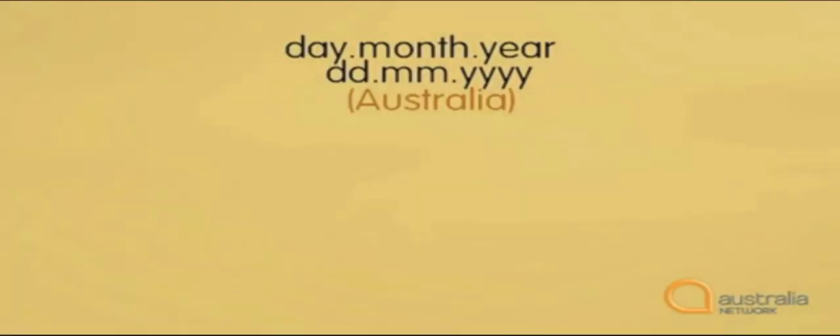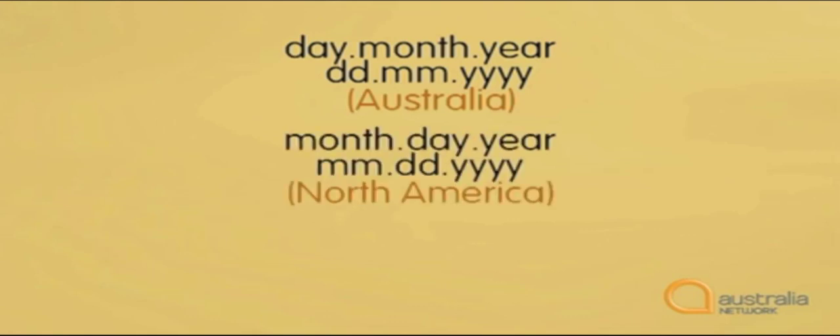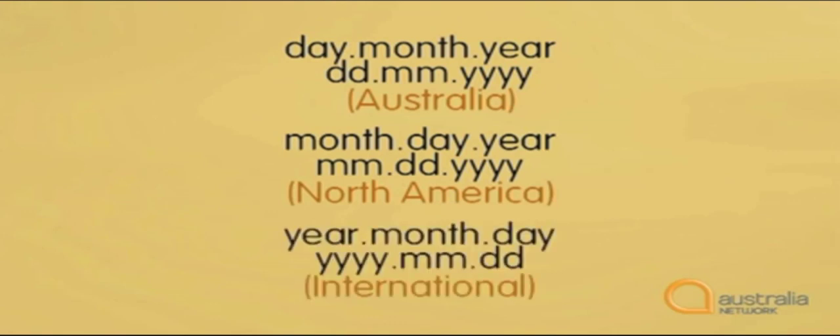So remember that in Australia, we write the date day.month.year, but in North America, they write month.day.year. And there is even an international standard that says the format should be year.month.day. With numbers, dates and times, there are all sorts of variations.